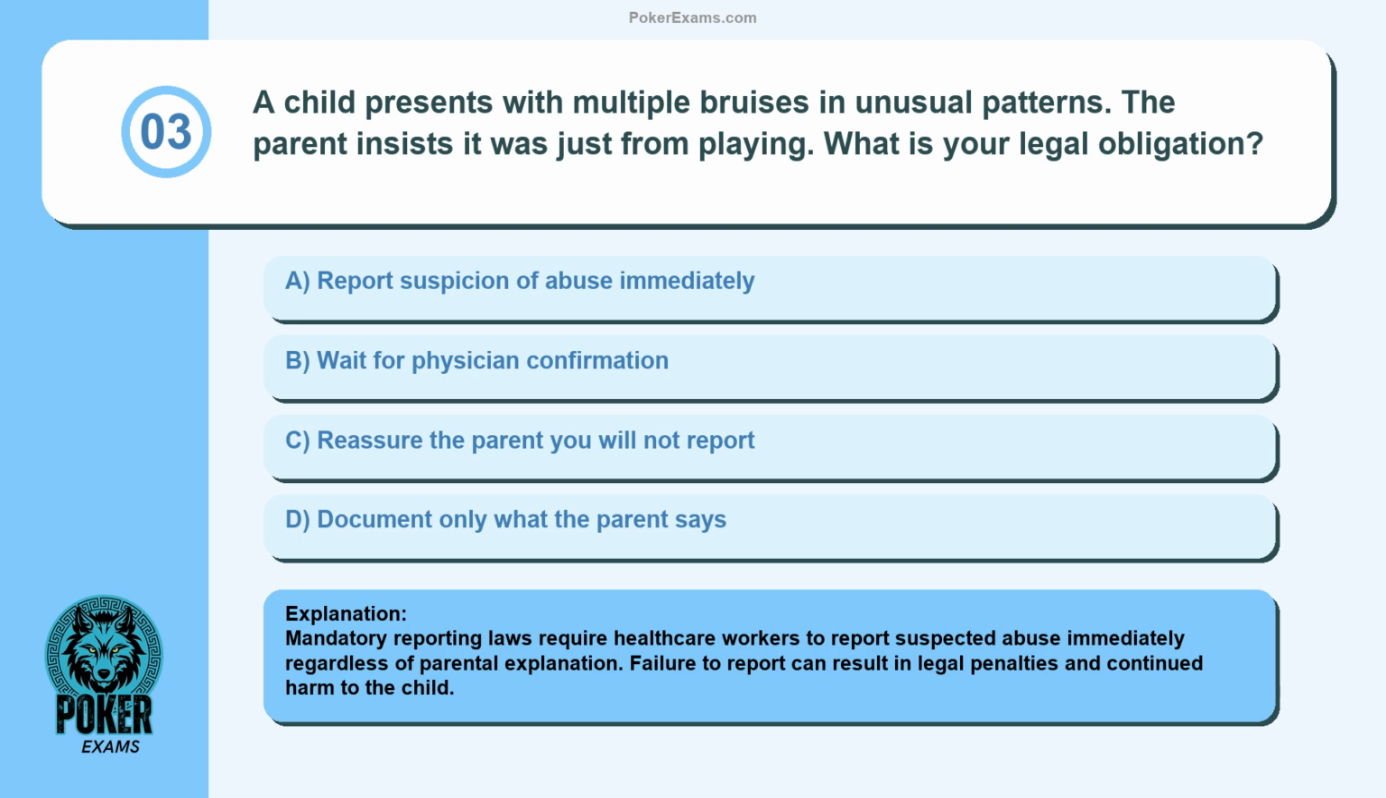Mandatory reporting laws require healthcare workers to report suspected abuse immediately, regardless of parental explanation. Failure to report can result in legal penalties and continued harm to the child.